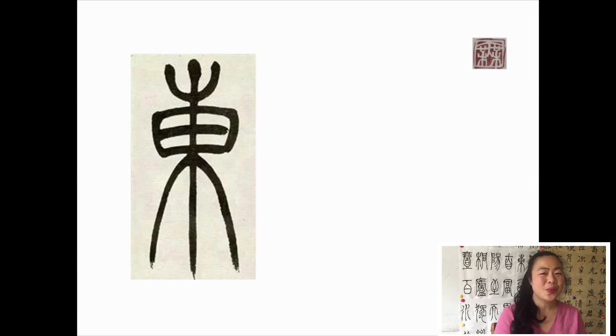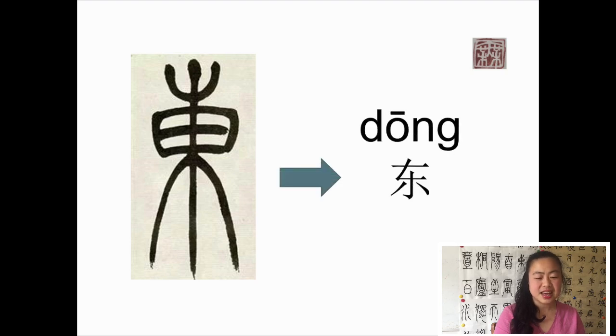In this lesson, we are going to learn this character. And in simplified character, it's like this. And the pronunciation is dōng, which means east or eastern.